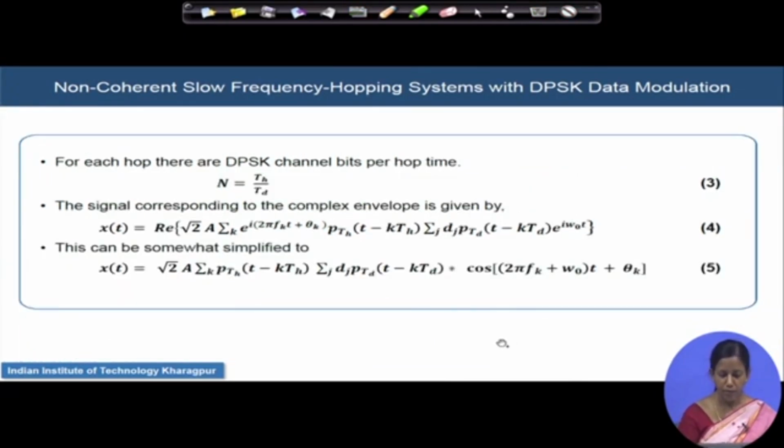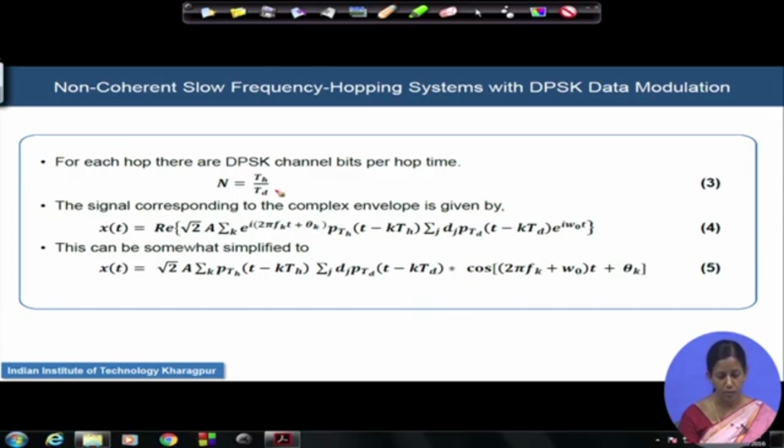So, for each and every hop we understood that there will be a number of DPSK channel bits. Those channel bits here will be considered as Th by Td, because Th is the hopping duration and Td is my DPSK symbol duration. So, the division of that will give me the channel bits per hop I am transmitting.